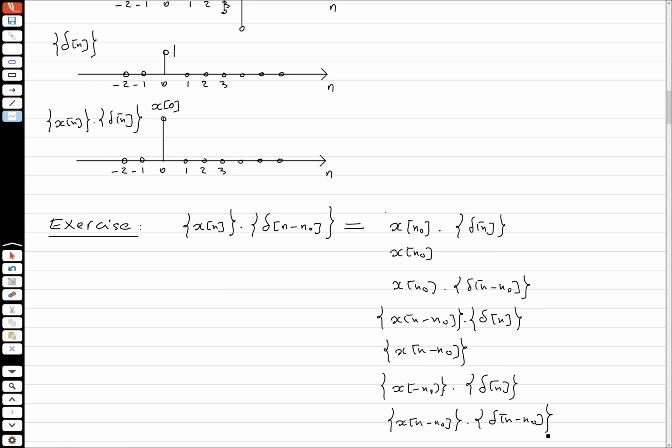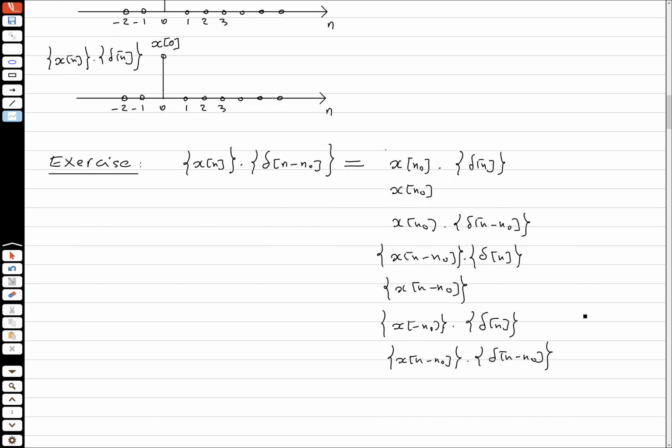All right. So you know what this is telling? You know there's only one answer that is correct. This is telling that many of you just worked on guessing, and this is not the right way. There will be no x of n minus n naught. It's here already. Times delta of n minus n naught. But this is a sequence because you have n in it.